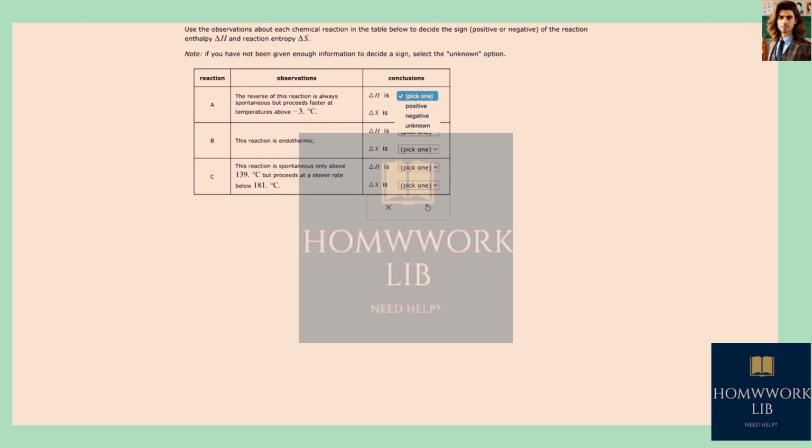Here we want to know the sign of delta H and delta S for three different reactions. So for reaction A, what we know is that the reverse of this reaction is always going to be spontaneous.